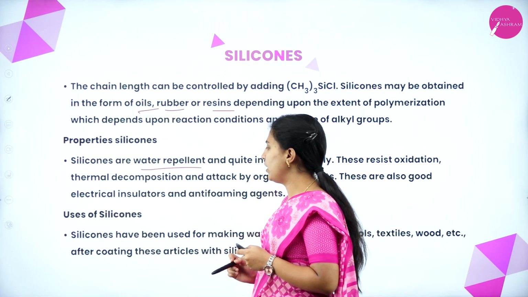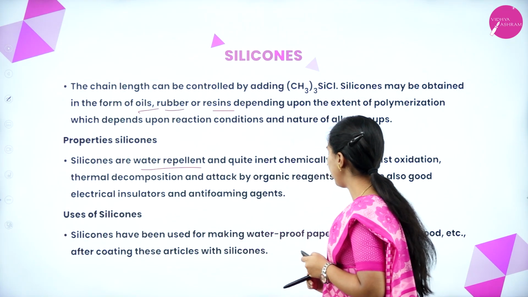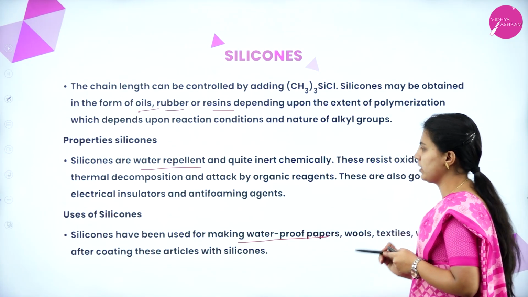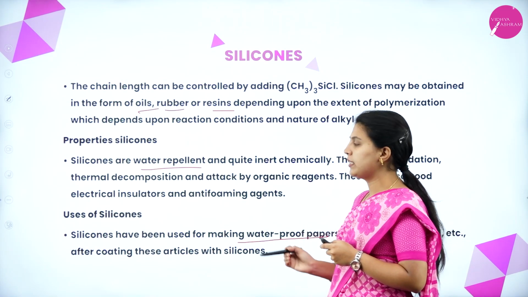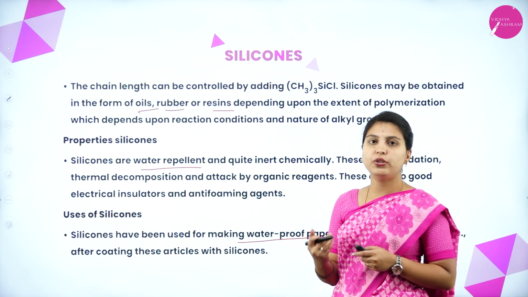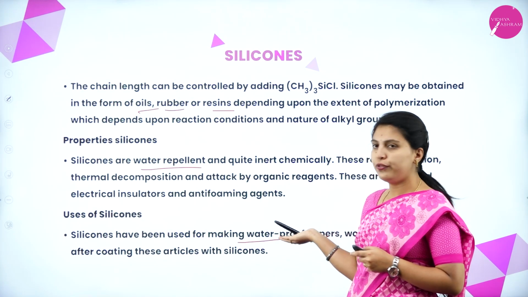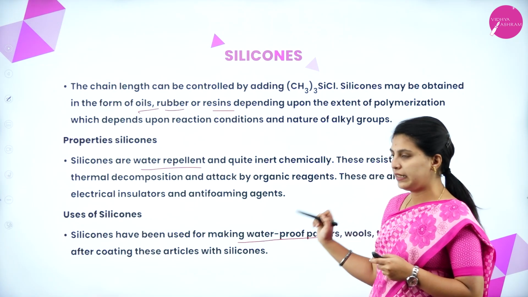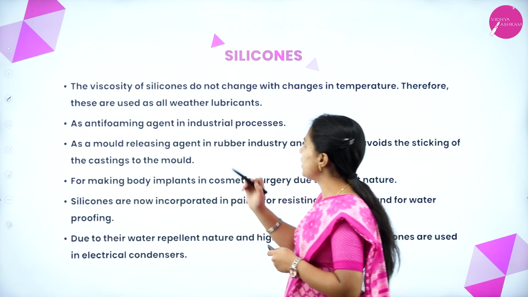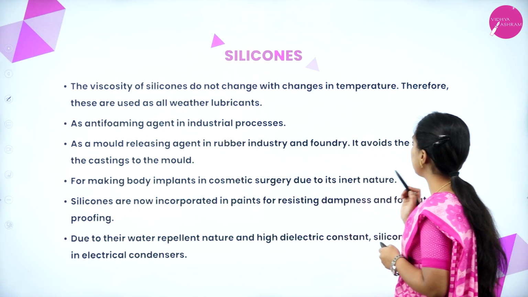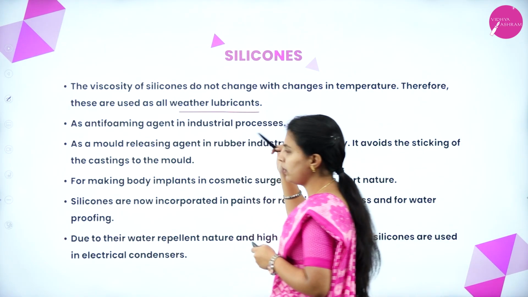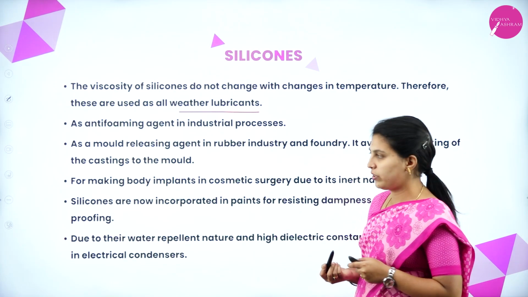Next, uses of silicones. Silicones have been used for making waterproof papers, wool, textiles, wood, etc., after coating these articles with silicones. Industries that want to manufacture waterproof things will coat them with silicones, which have water repellent properties. The viscosity of silicones does not change with changes in temperature. Therefore, these are used as weather lubricants. With the weather, its viscosity will not change.